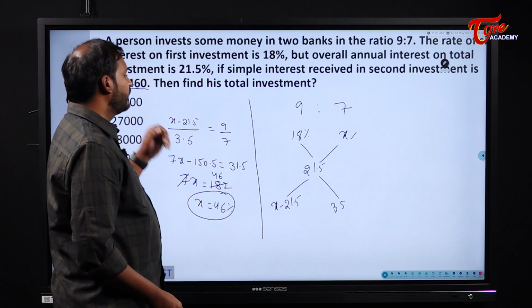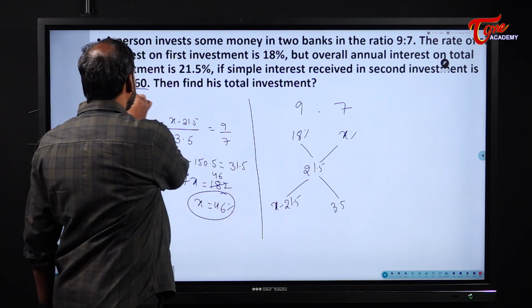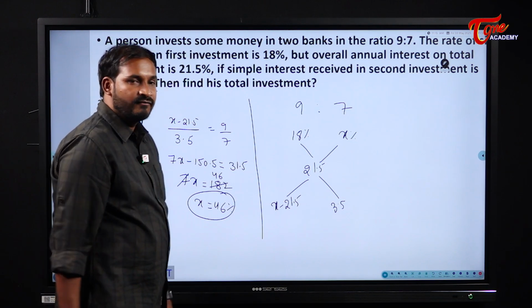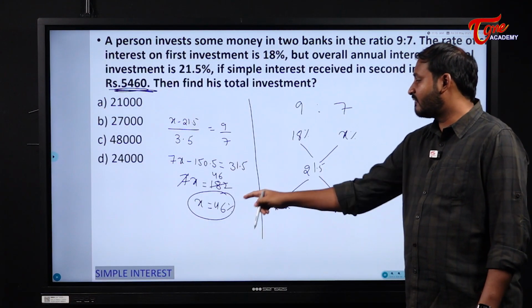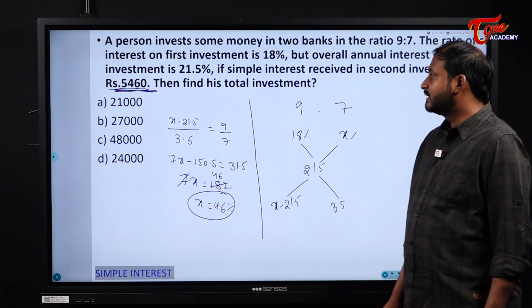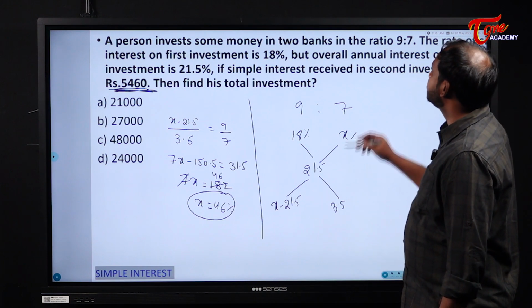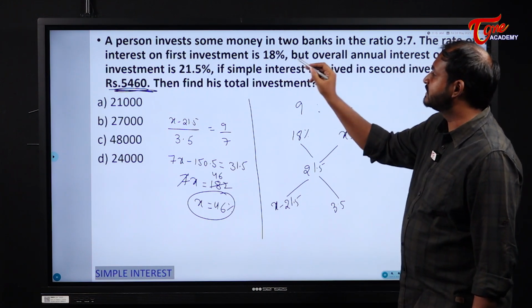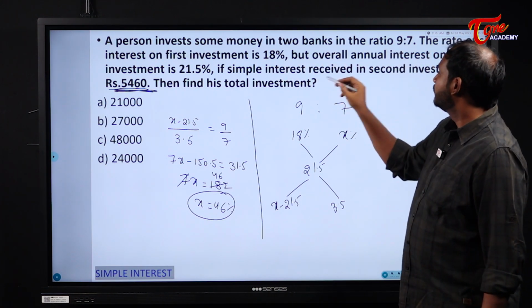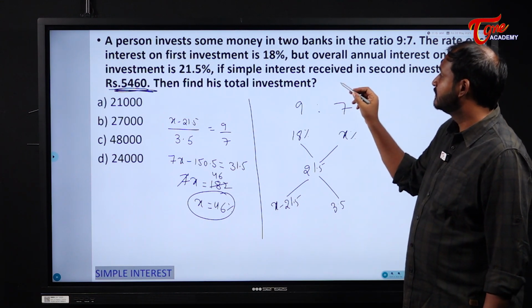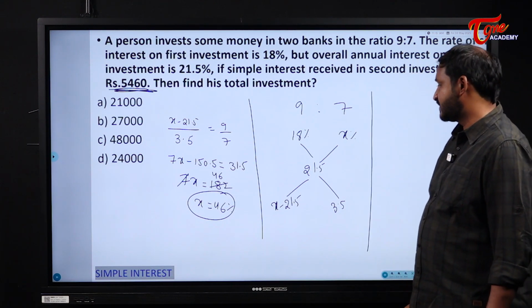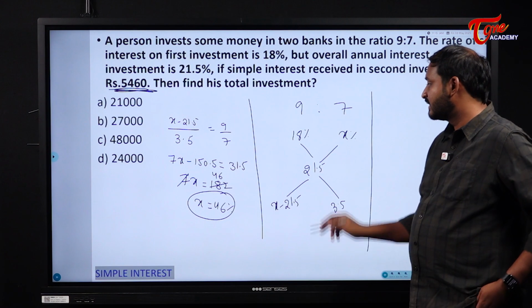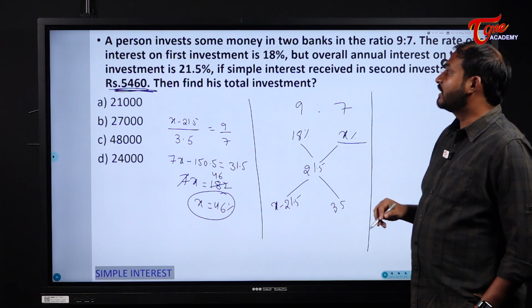Now the investment is, this one they are telling. In the second one, the interest earned is 5460. That means for 1 year. A person invests in 2 banks, the rate of simple interest for the first investment, and the interest received in the second investment is 5460. Then find the total investment, they are telling. X is equal to what?